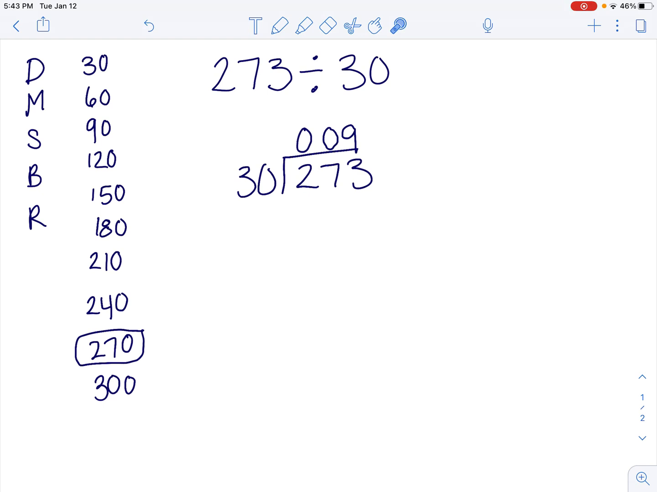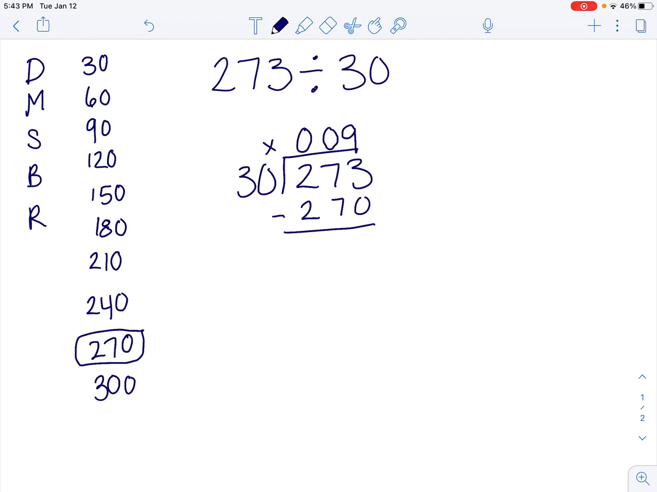Next, we're going to multiply. We divided, so our next step is to multiply. 9 times 30 equals, well, we said that was 270. We're done multiplying, so our next step is to subtract. We're going to subtract 273 minus 270.